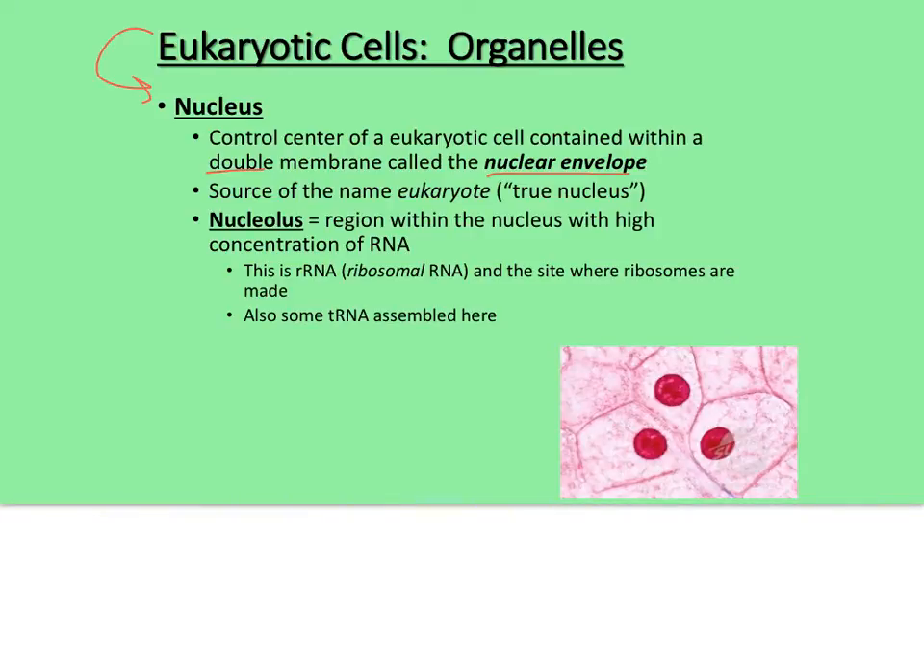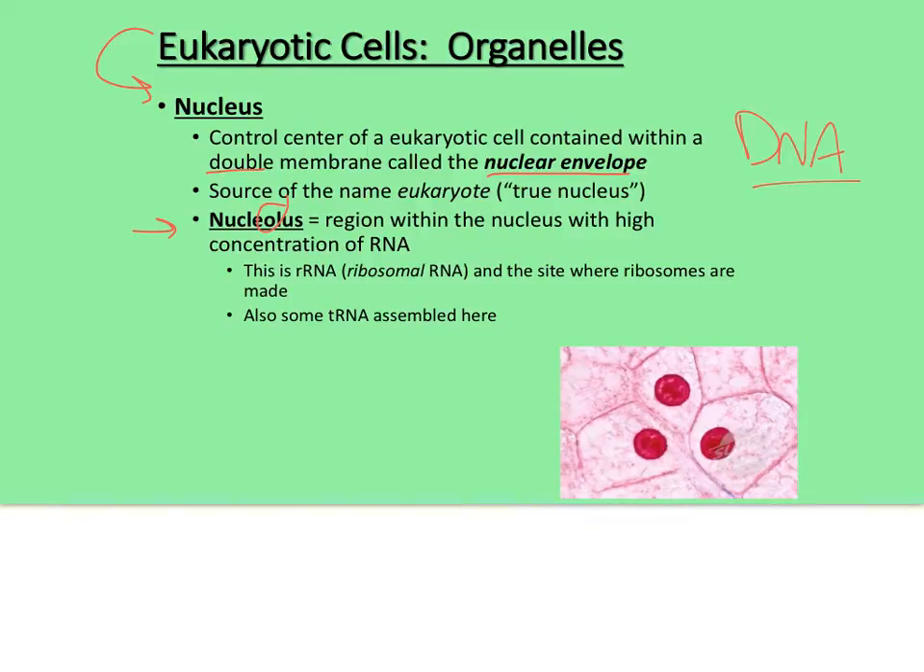This has pores in it so that very small things can get in or out of the nucleus. But primarily we want to keep things in the nucleus. And the major thing that we're going to find inside of there is your DNA. Also inside the nucleus, we find a region called the nucleolus. Notice this spelling difference here, nucleolus.